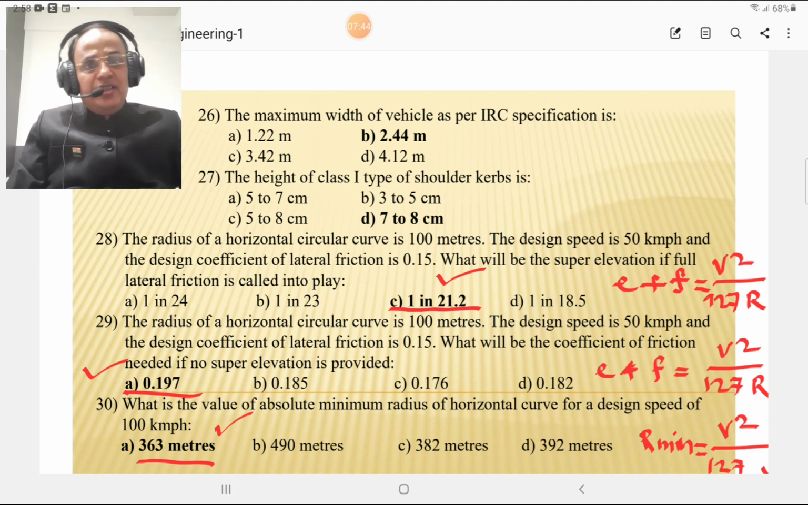Or if we take R towards the E plus F, then R minimum is equal to V square divided by 127 into bracket E plus F. So application of one simple formula gives you the various values.